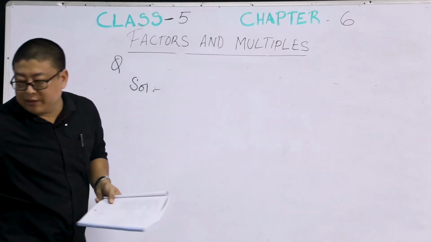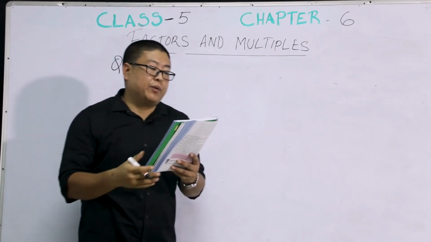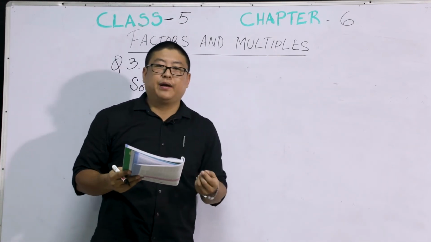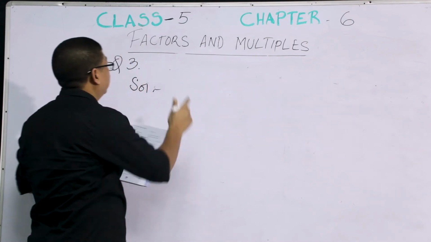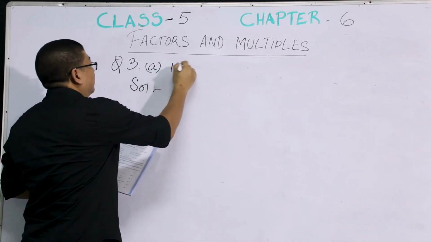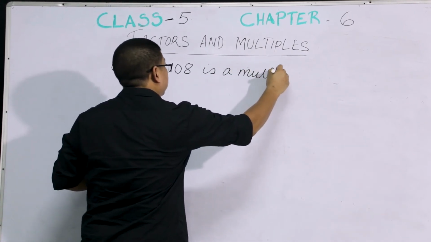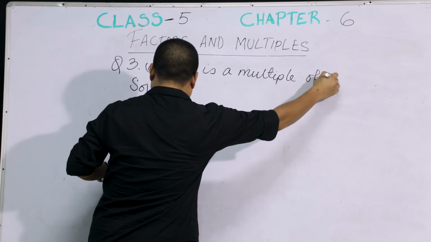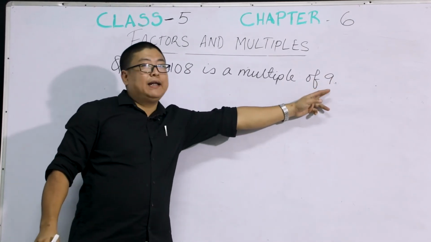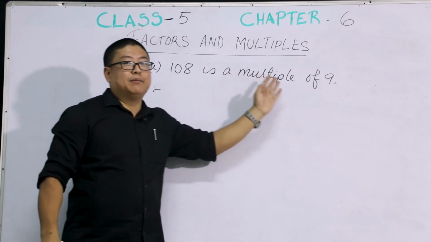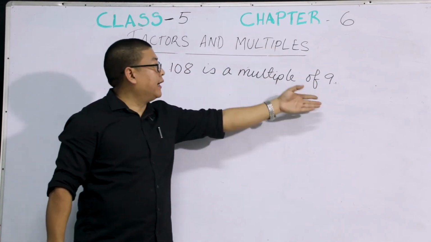Now let's look at the third question. Determine if A, 108 is a multiple of 9. Now they are asking us if 108 is a multiple of 9. All right? They're asking us if this is a multiple of 9.